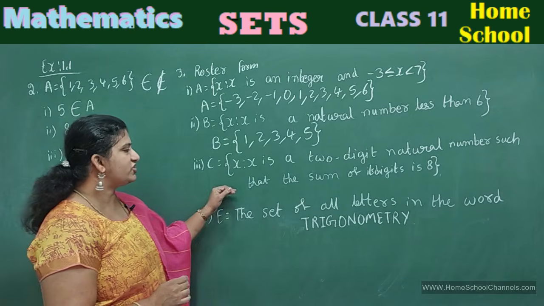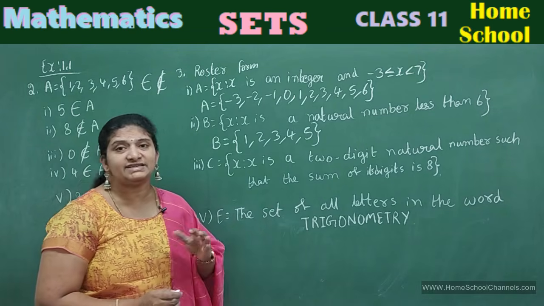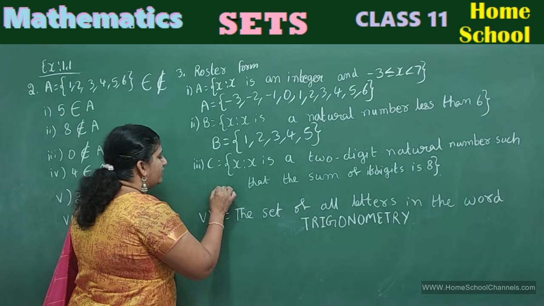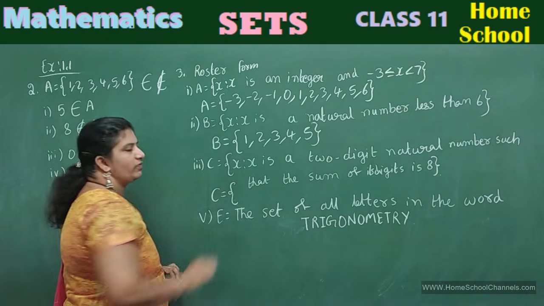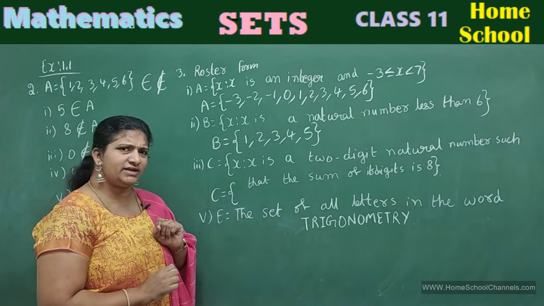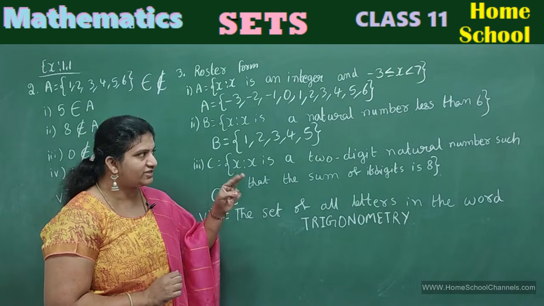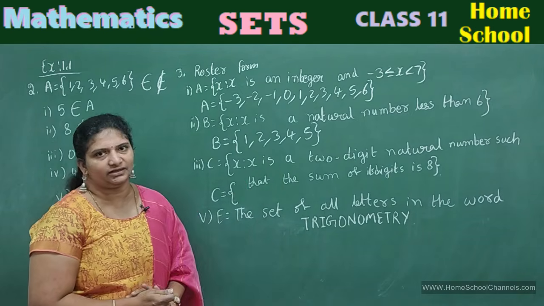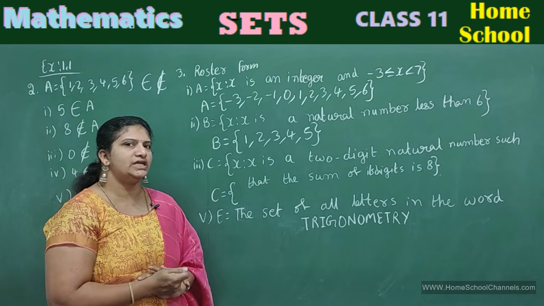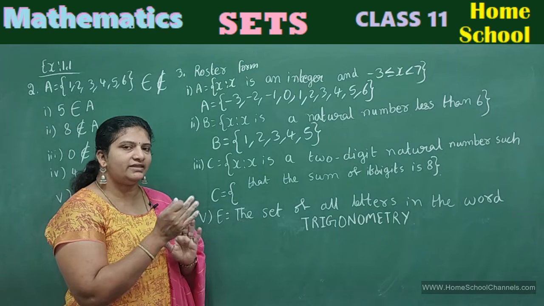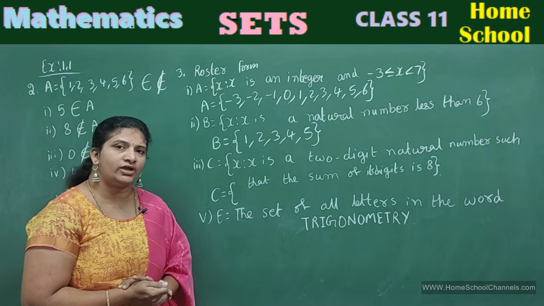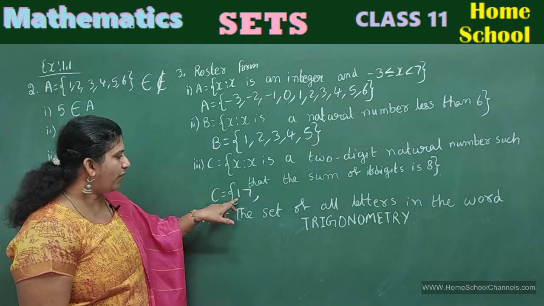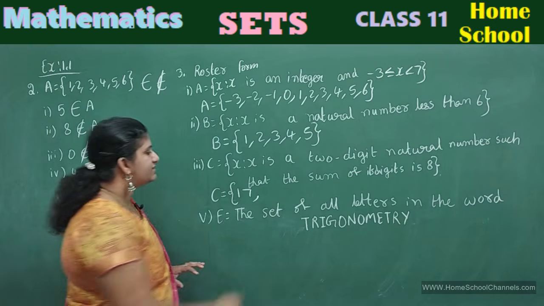number such that the sum of its digits is 8. 2-digit natural number. Okay. C is equal to. What do we need to fill in as the elements here? 2-digit natural numbers, and if you add the digits, you should get 8. Let us start the 2-digit numbers from 10, right? Add the digits and see if we get 8. Where are you going to get it? 17. Is it? 1 plus 7 is 8.